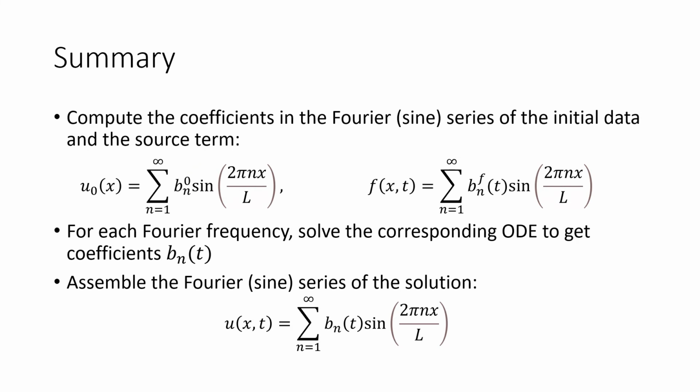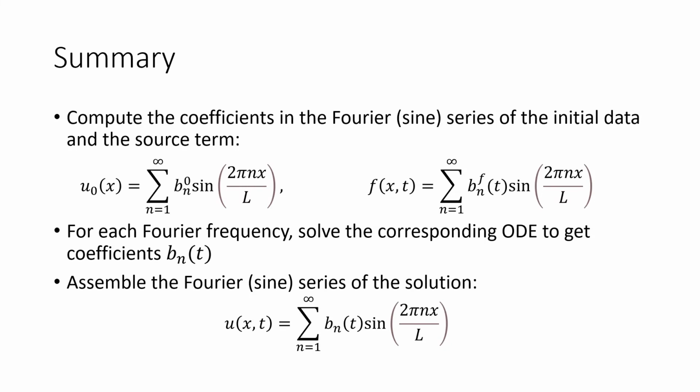So let us summarize the procedure. First, we compute the coefficients in the Fourier sine series of the initial data and the source term. So we got some representation. u naught of x equals the infinite sum from n equals 1 up to infinity of bn naught times sine 2 pi nx over L, and f(x,t) equals the infinite sum from n equals 1 up to infinity of bnf of t times sine 2 pi nx over L.